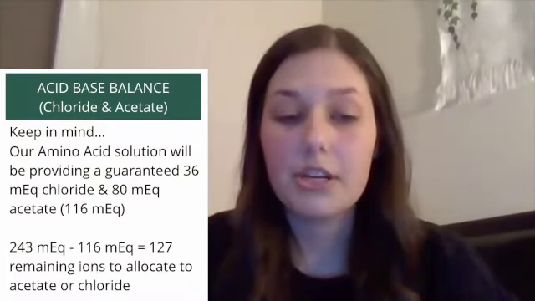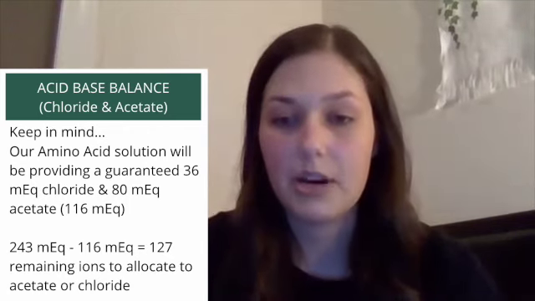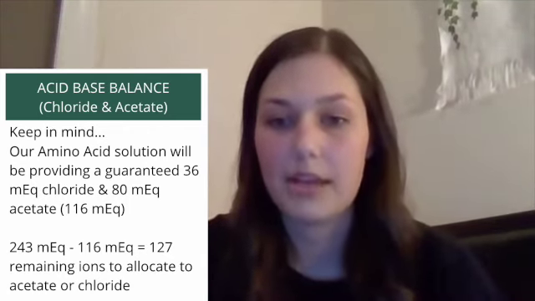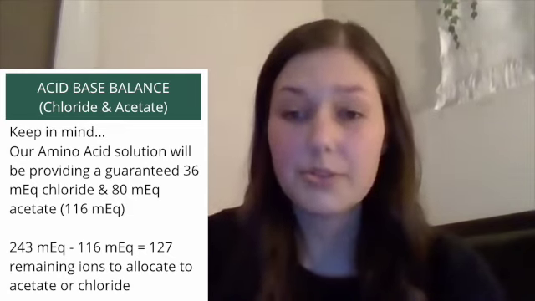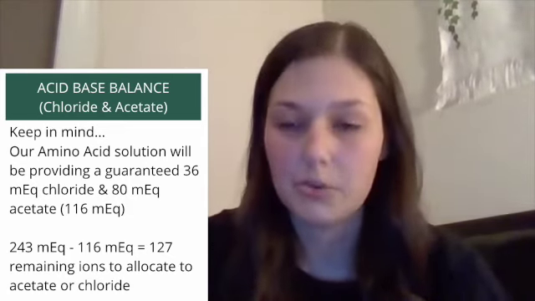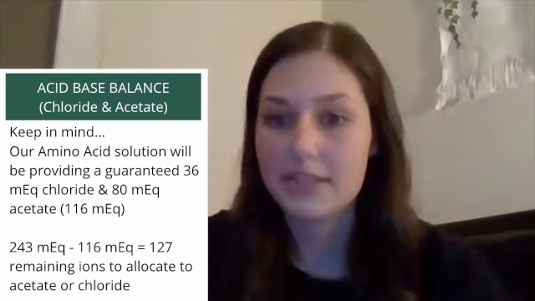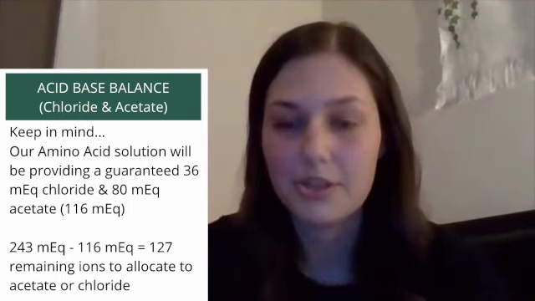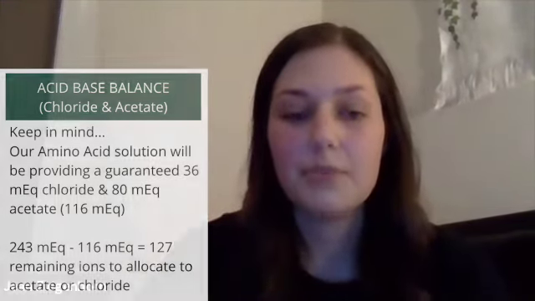So we have our total number, and we know that 36 milliequivalents has to be chloride because that's coming from our amino acid solution. We also know, on the same vein, that 80 milliequivalents has to be acetate because that is also coming from our amino acid solution. So depending on our clinical picture, what your patient looks like, what their goals are in terms of lab values, etc., what their disease state is, you might want to provide more chloride, more acetate, or a balance.